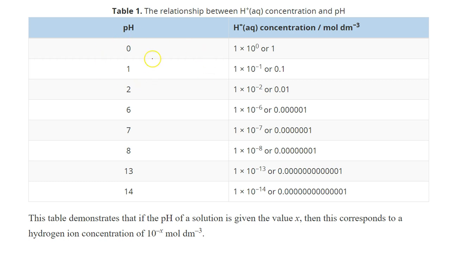Okay, so we can look at this tabulated from 0 through to 14. We can see that the concentration of hydronium gets smaller as we go down. So this is a very, very low concentration of hydronium in a basic solution. If the pH of a solution is given a value X, then we can find the concentration by saying 10 to the negative X moles per liter.